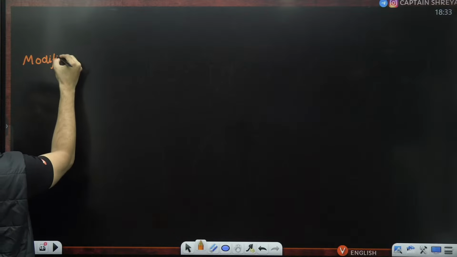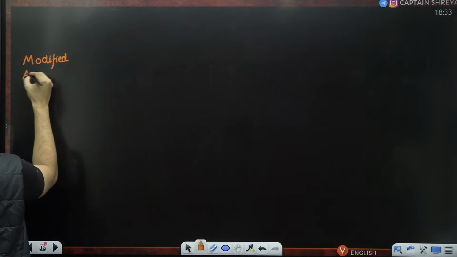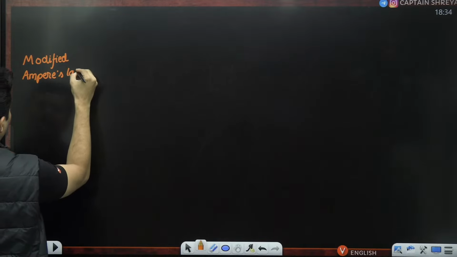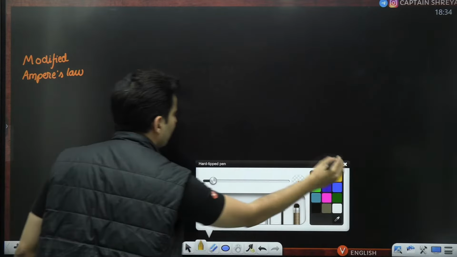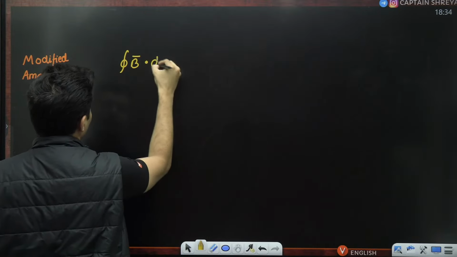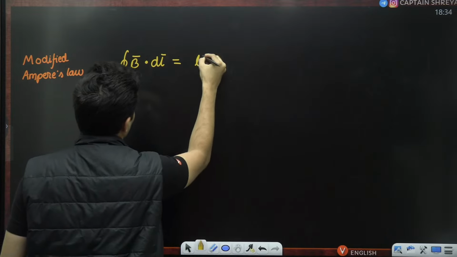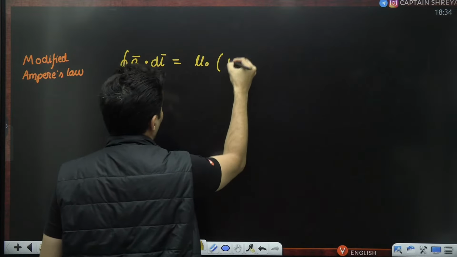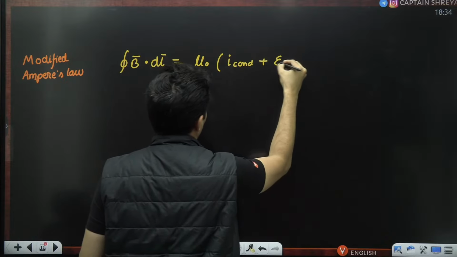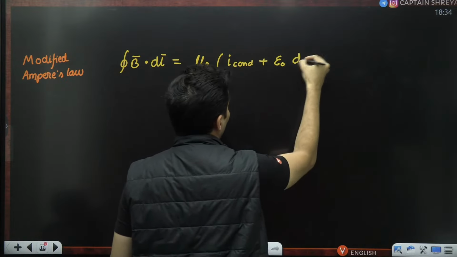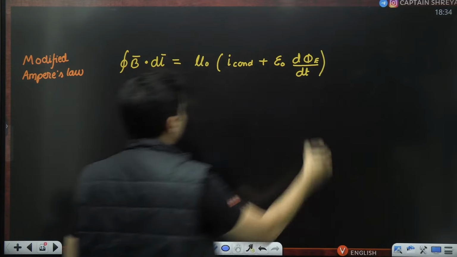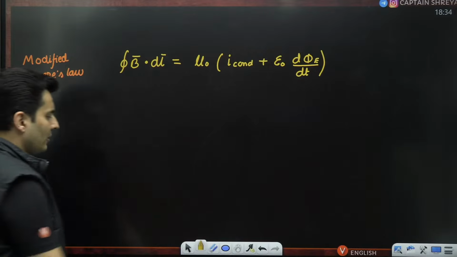Modified Ampere's law will look something like this. Integration of magnetic field with respect to the path length is mu naught into the actual conduction current plus permittivity into rate of change of electric flux. This is your modified Ampere's law.